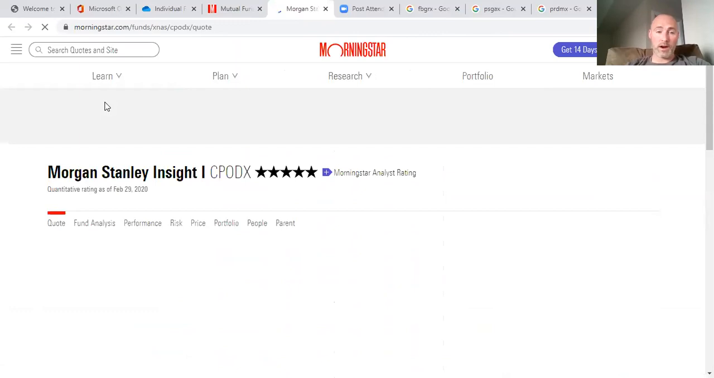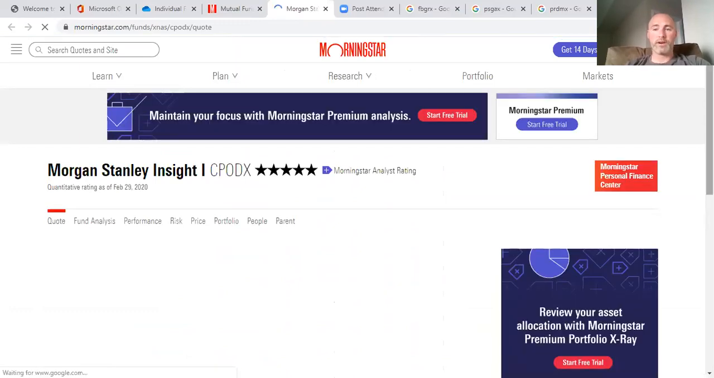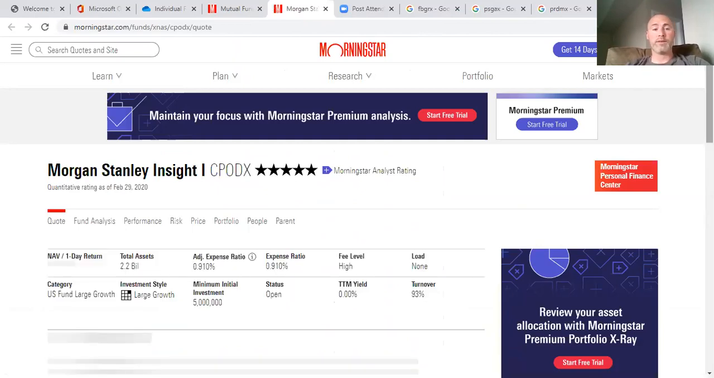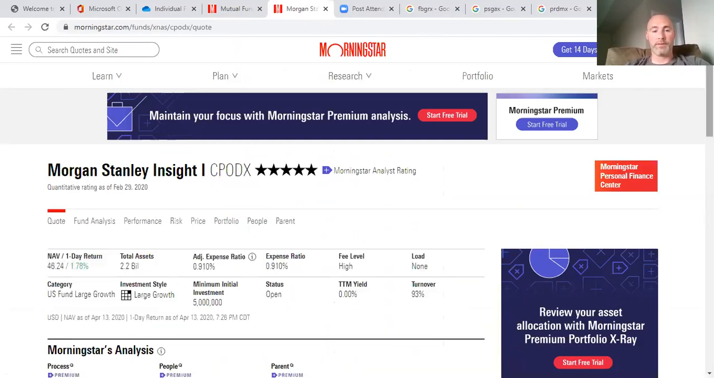And take a look and go, all right, let me check out this mutual fund and see if this is something that if I had some money today, maybe can I invest in? Here's the Morgan Stanley Insight Fund. I'm out already, and you're probably out too. Why? Look right there. Minimum initial investment of $5 million. I'm out. I don't have $5 million. Maybe you do. Then keep reading on.